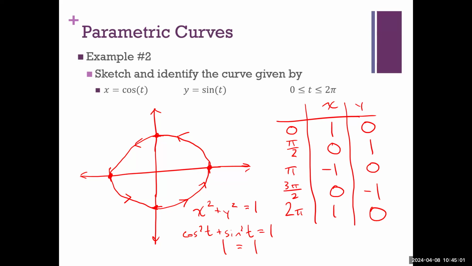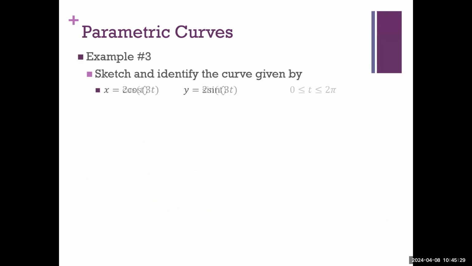So in parametrics here, we get the unit circle. And one more thing I want to point out, so I'll write down, which way did we trace it out? Counterclockwise, or if you prefer, anti-clockwise. Questions here? What does this thing look like?